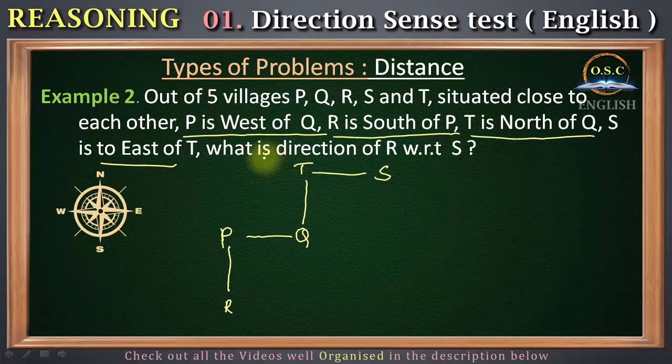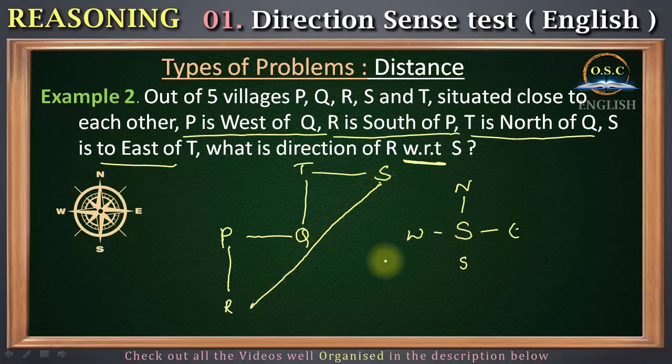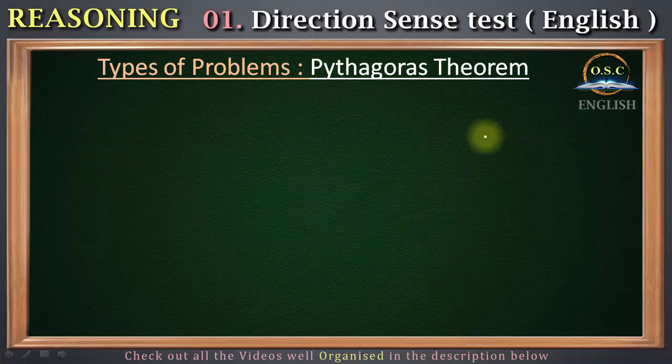So they have asked us what is the direction of R with respect to S. With respect to S, in the sense, first thing you need to take is S in the middle. So this will be north to south, this will be south, east and west. So with respect to S, R will be in this direction, that is southwest. So the answer will be southwest direction. So R is to the southwest of S. So this is how we need to solve that.